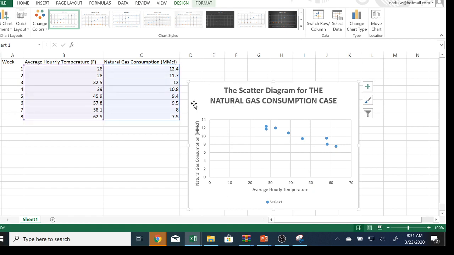So when you look at the scatter diagram, what kind of a relationship do you all see in between average hourly temperature, which is our independent variable, and natural gas consumption, which is our y variable? So we see there's a slope, there's a downward slope, which means that there seems to be a negative relationship. That ultimately means that when the average hourly temperature keeps on increasing, it seems like the natural gas consumption keeps on decreasing. Alright? Okay.